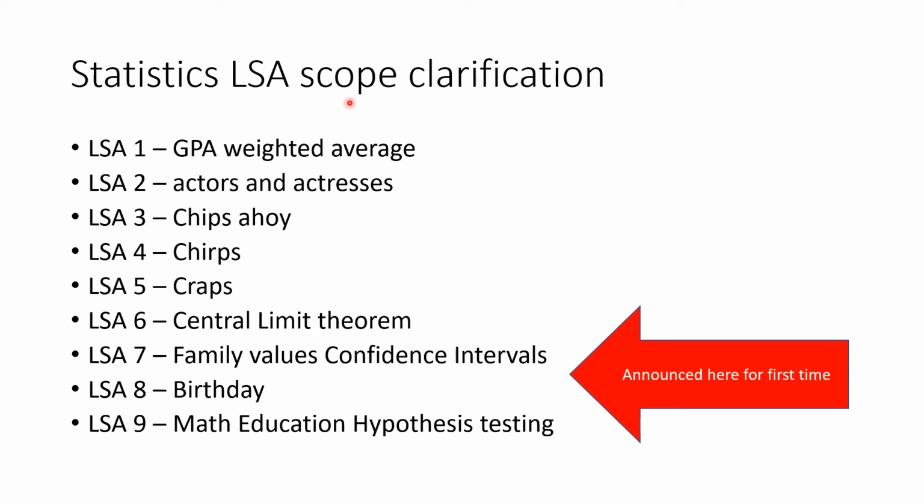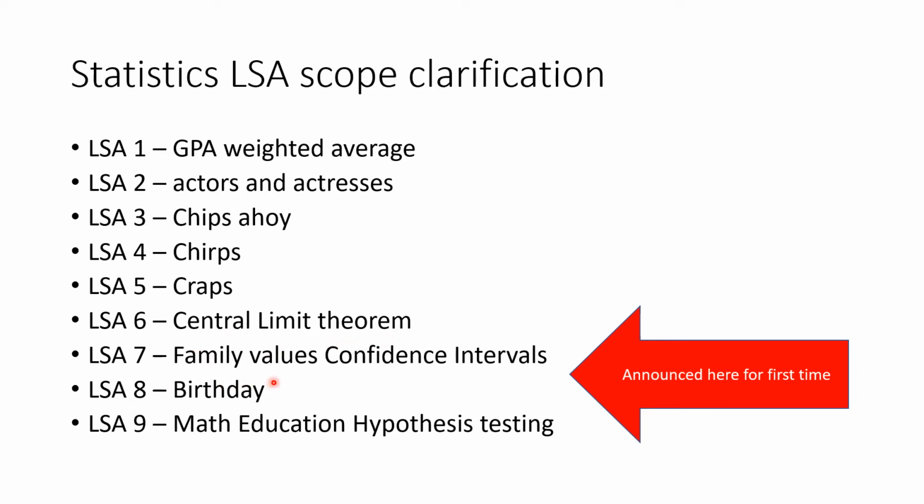Now, we have had a number of LSAs, and we're going to have more announced for the first time here. These will be due in the very near future, LSAs 7, 8, and 9, but let's just review all of these here for completeness. LSA 1 was the GPA weighted average kind of calculation. LSA 2 dealt with box plots, histograms, actors and actresses, and stem plots actually. LSA 3, Chips Ahoy, dealt with the cookies. LSA 4 dealt with the chirps of the crickets. LSA 5 is craps. LSA 6 deals with the central limit theorem.